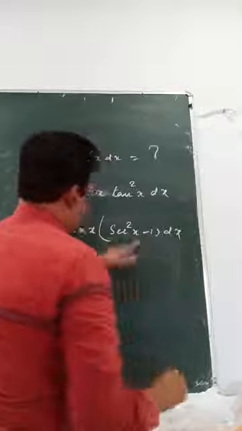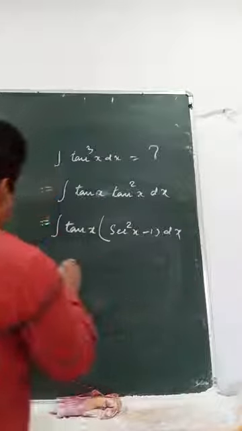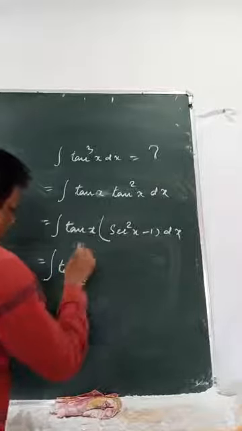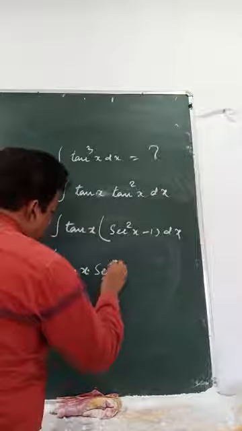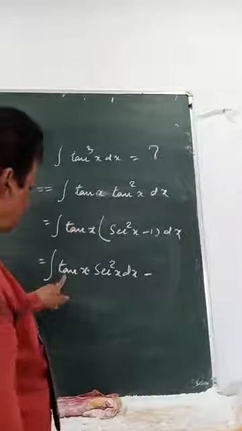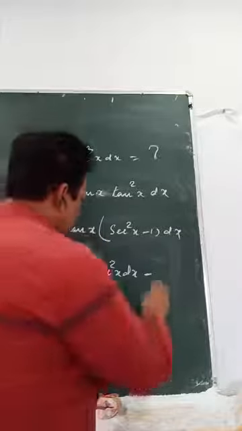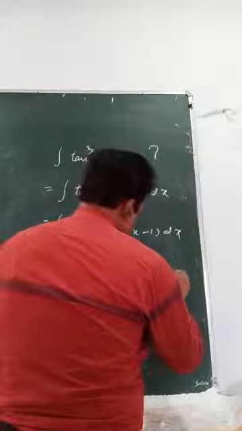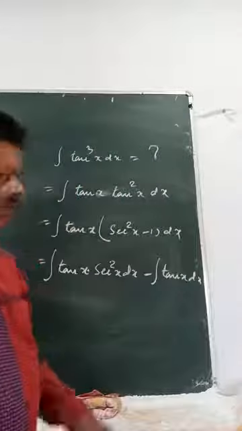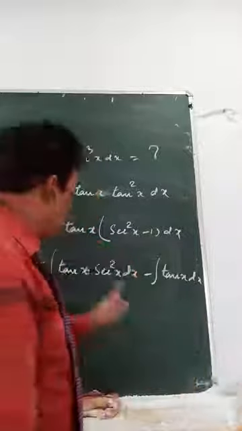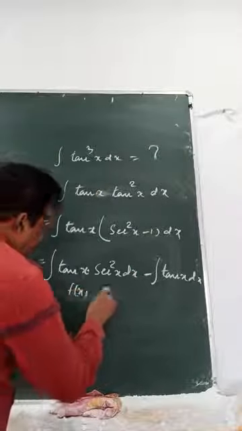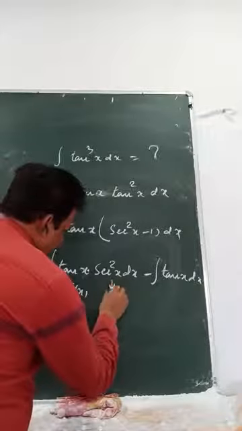Look at the technique you are getting here. So this is tan x sec square x dx, tan x sec square x dx minus tan x dx. This is possible here. The three formulas which I gave you, look here. This is your f x. This is your f dash x.